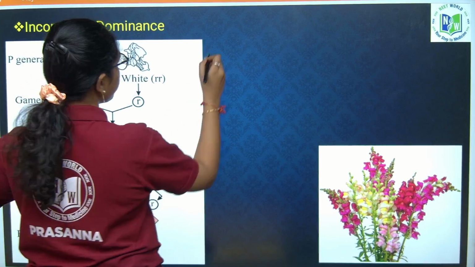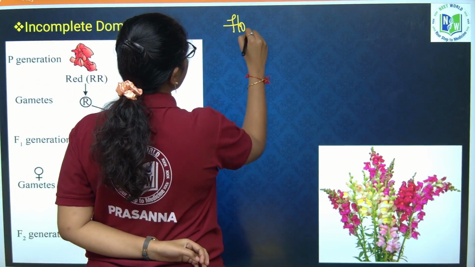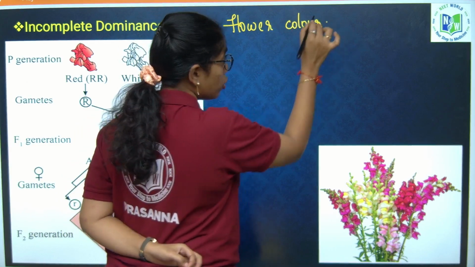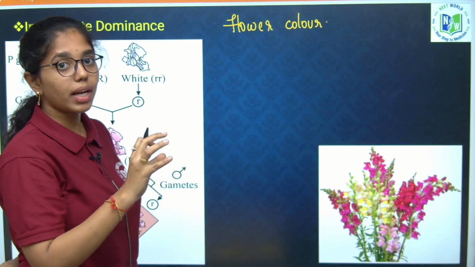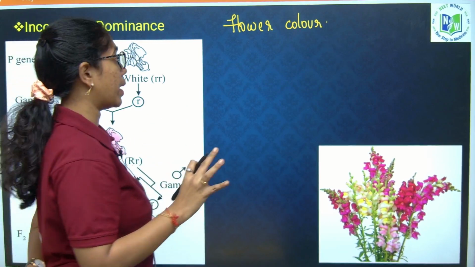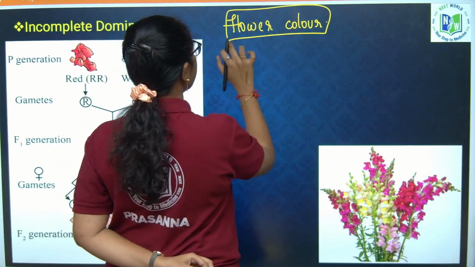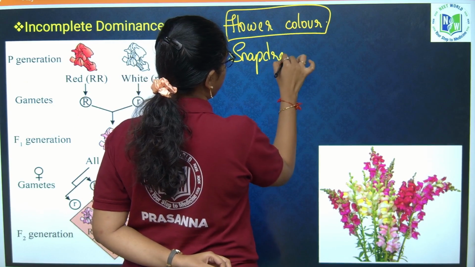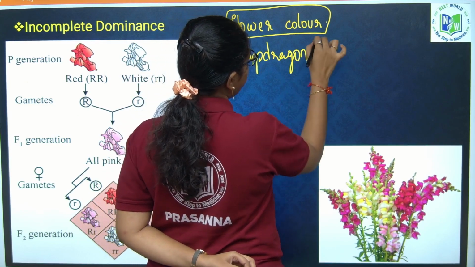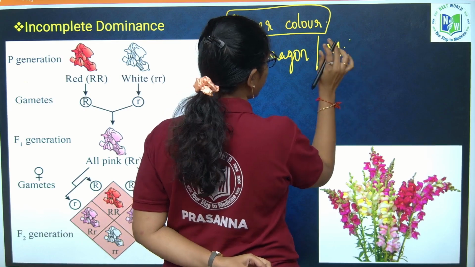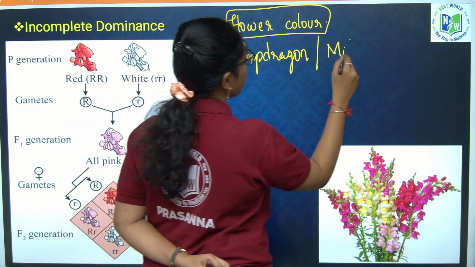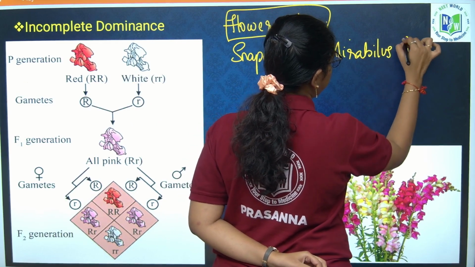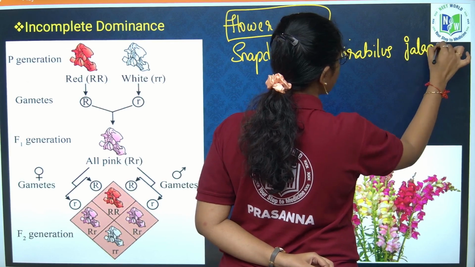Flower color. What examples we are using to understand each phenomenon is important. Keep examples in your mind. Flower color of snapdragon or Mirabilis jalapa. These are two different plants which show this incomplete dominance. Mirabilis jalapa, which is also called the 4 o'clock plant.